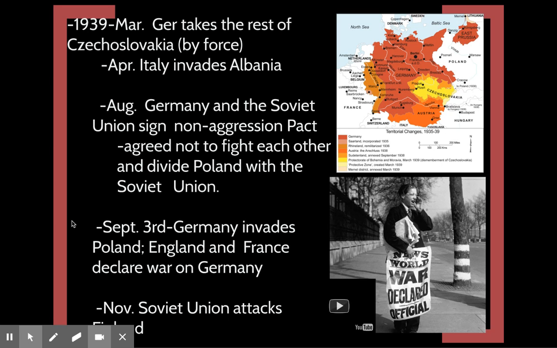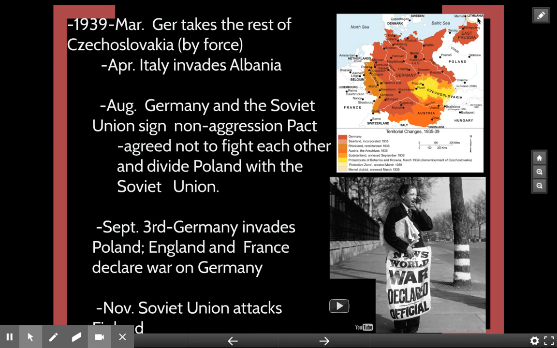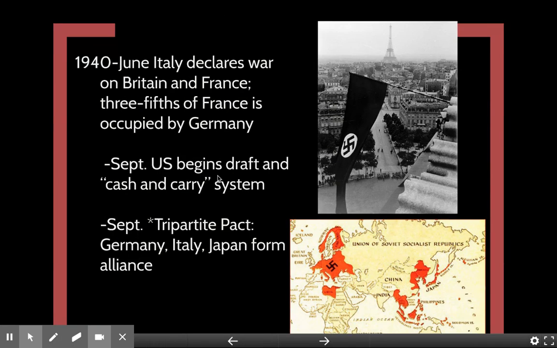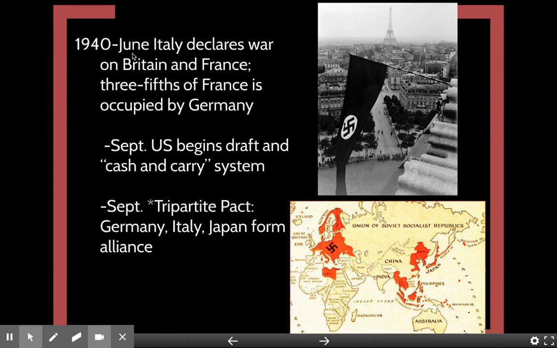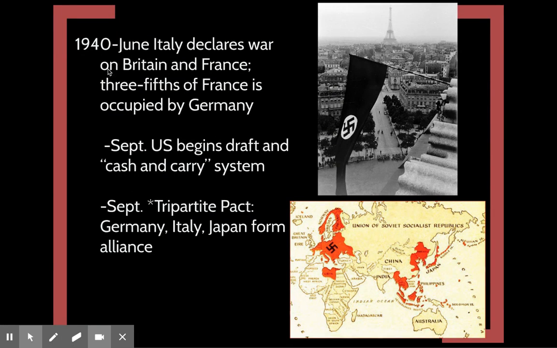Okay, November, the Soviet Union is going to start to take part of Finland, which is up above it. All right, 1940. Italy is going to declare war on Britain and France because remember, Italy and Germany are allies. That was part of that Rome-Berlin Pact. And within that short amount of time, Germany turns right around and takes Paris and takes about 3/5 of France, and takes it very quickly.